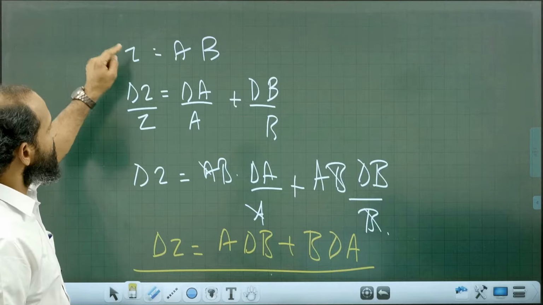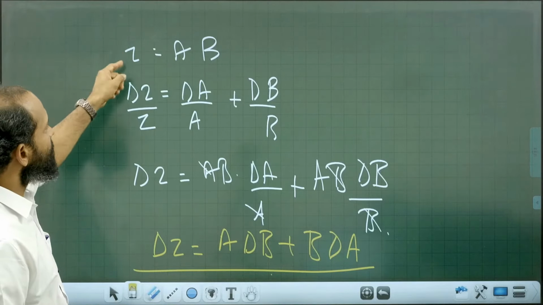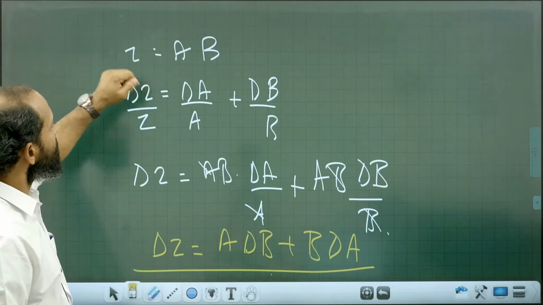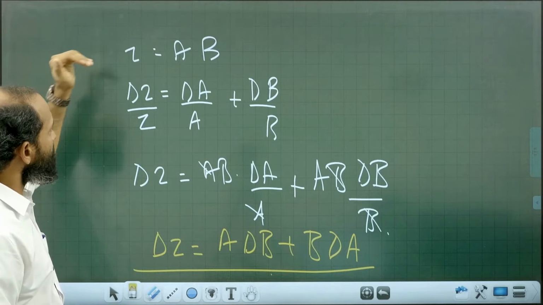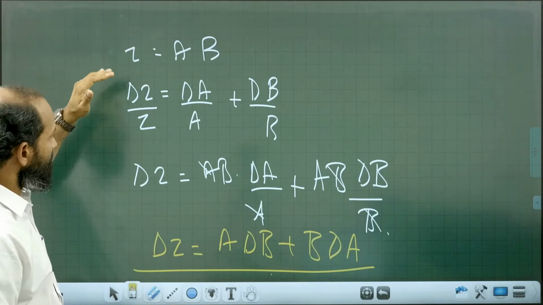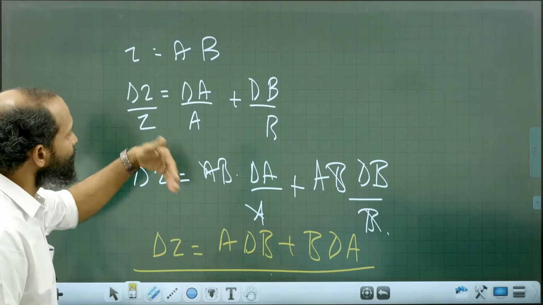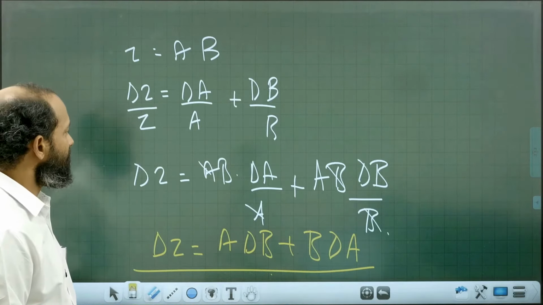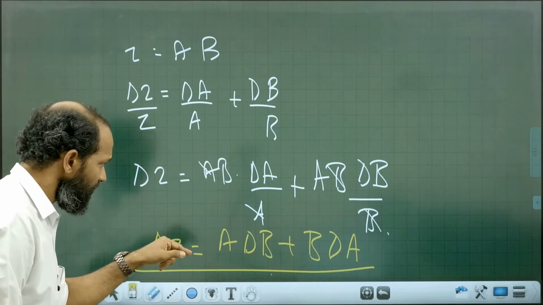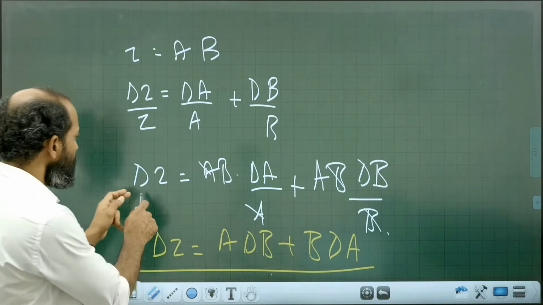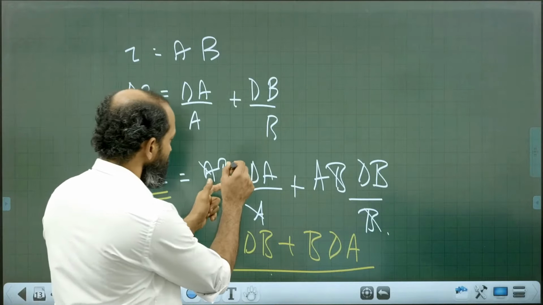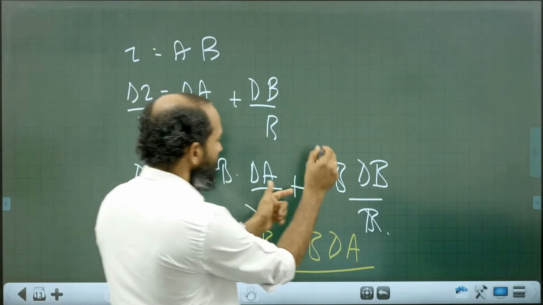So Z equal to AB. Z is written as the product of A and B. Whenever you express a product, the relative error is the sum of their relative errors. Percentage error is the sum of percentage errors. But absolute error is not the same. Absolute error is equal to B into delta A plus A into delta B.